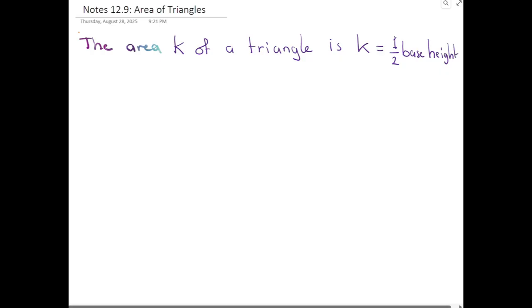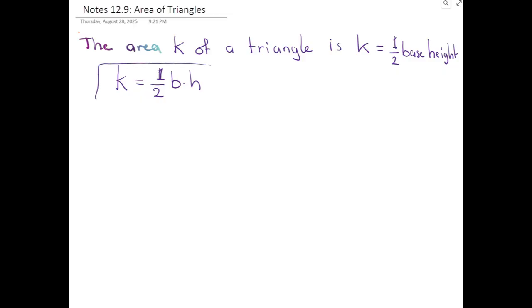And you know that from geometry, right? Where we're going to use B for the base and H for the height. So I'm going to rewrite that. I'm going to say K is equal to 1/2 B times H. So this will be the area of a triangle. Now let's prove that. Let's show why that is true.